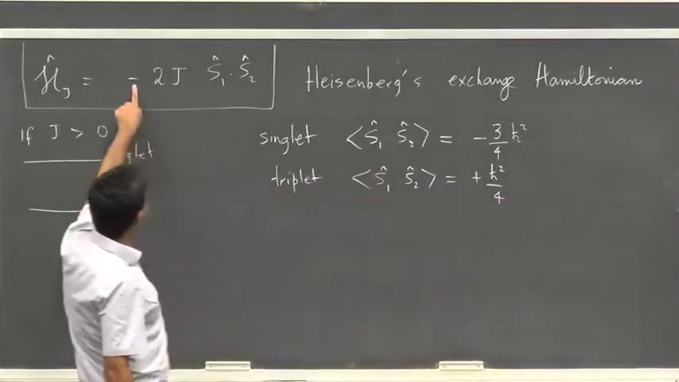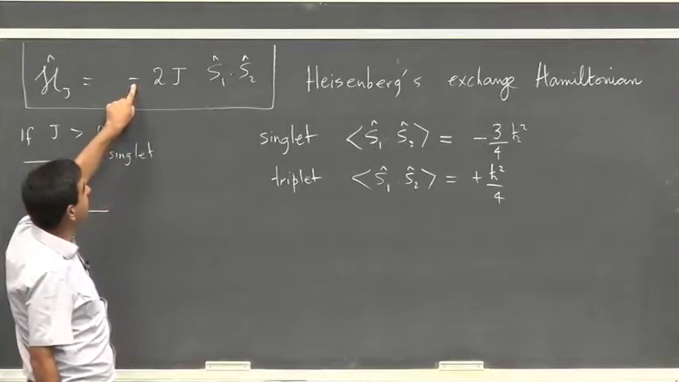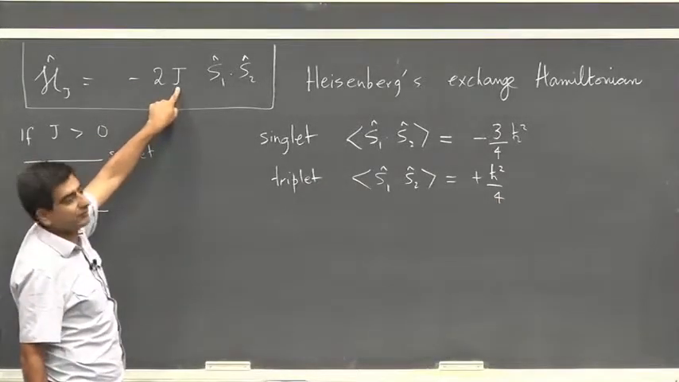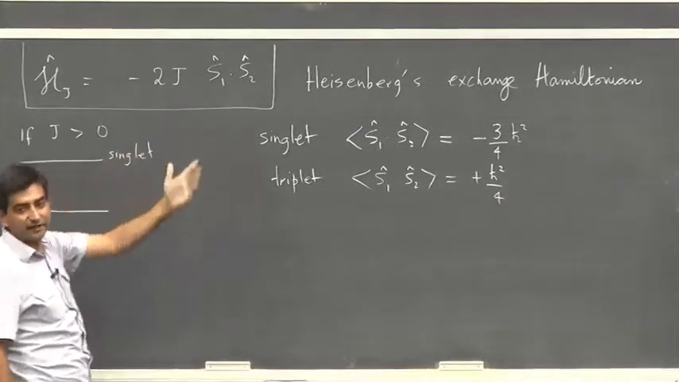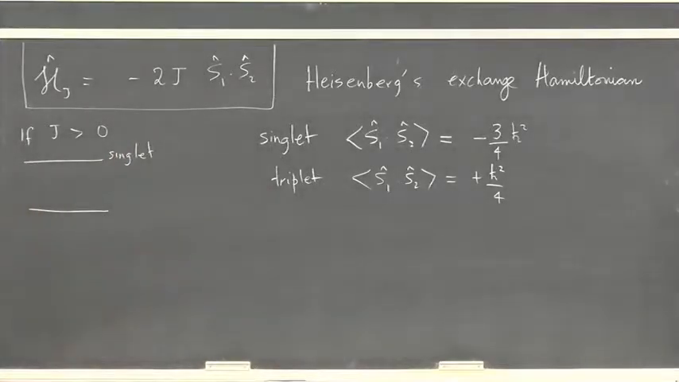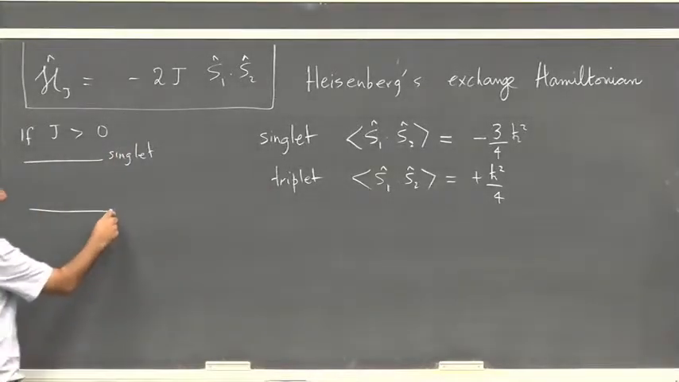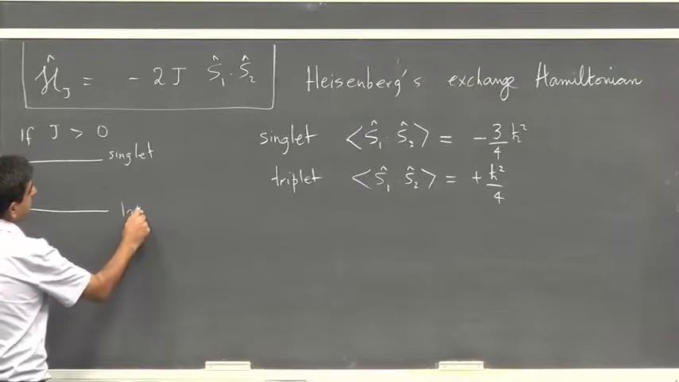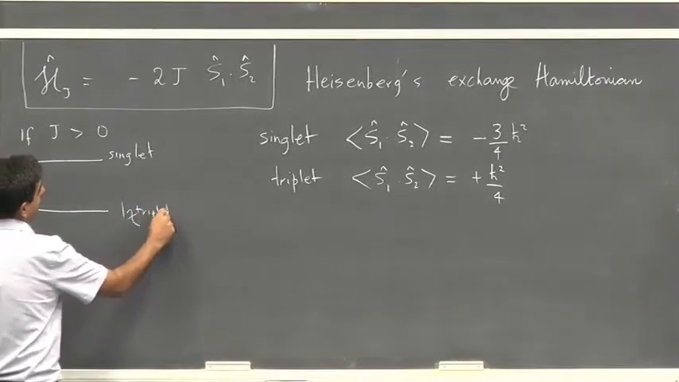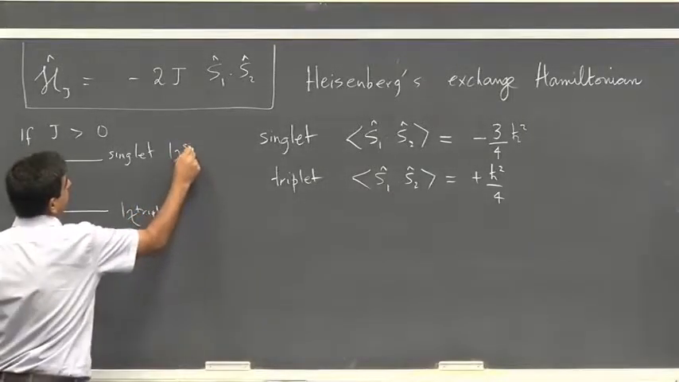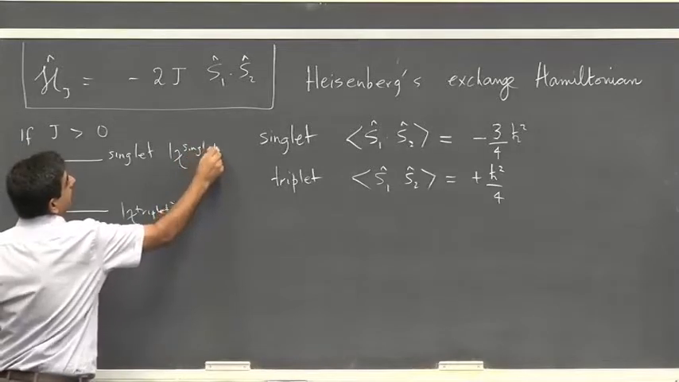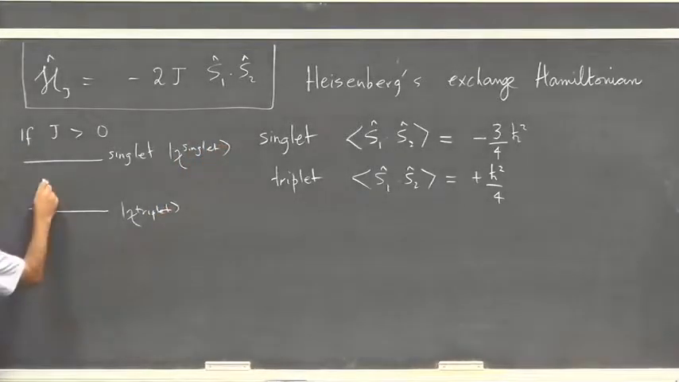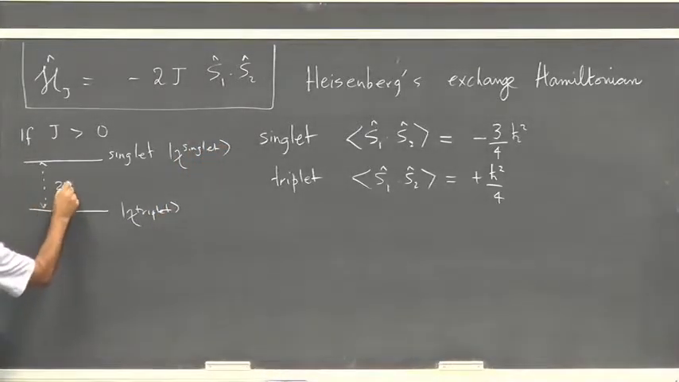So now you have a minus sign over here, which means that if J is positive, then the singlet will have the higher energy. Okay? And this will be the triplet state, and this will be the singlet state. And the energy separation once again is going to be 2J.